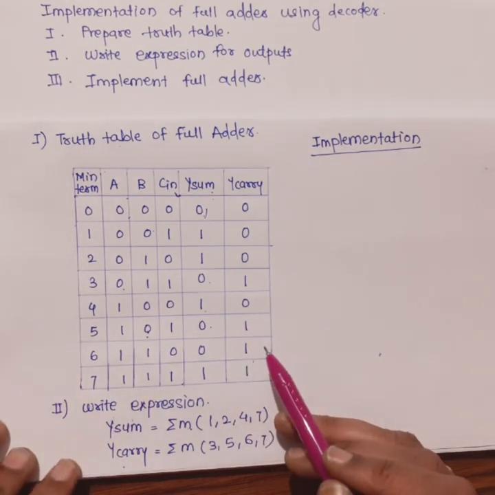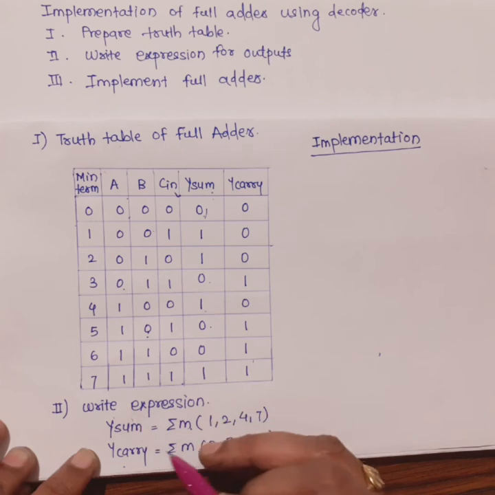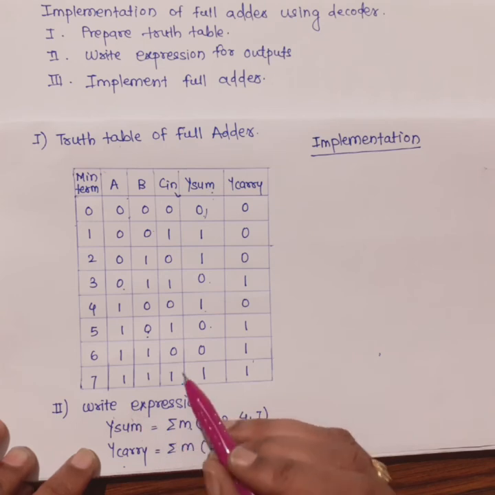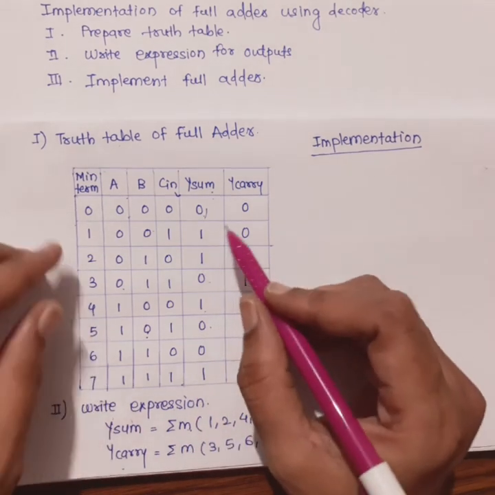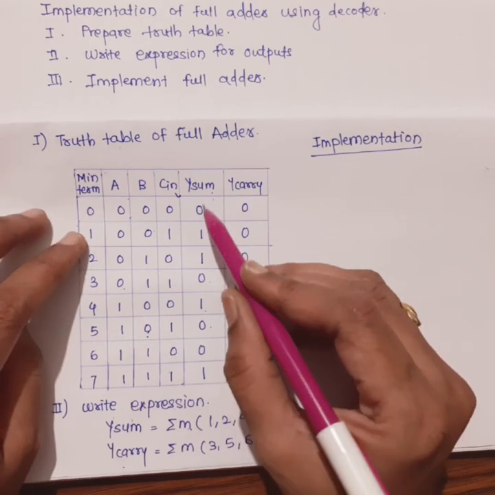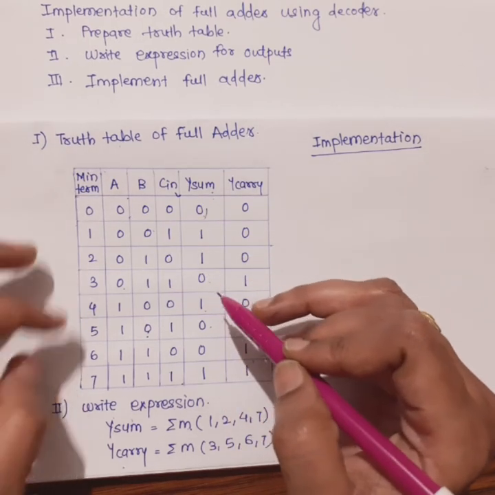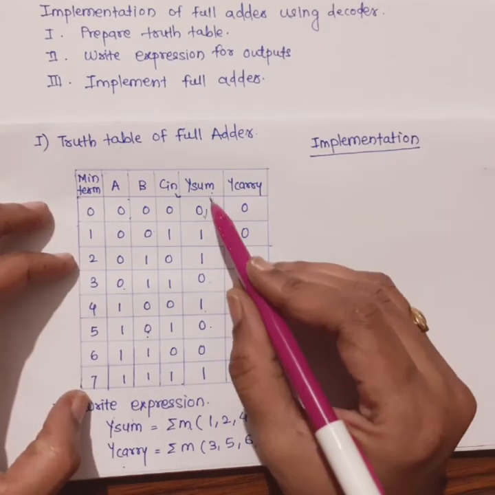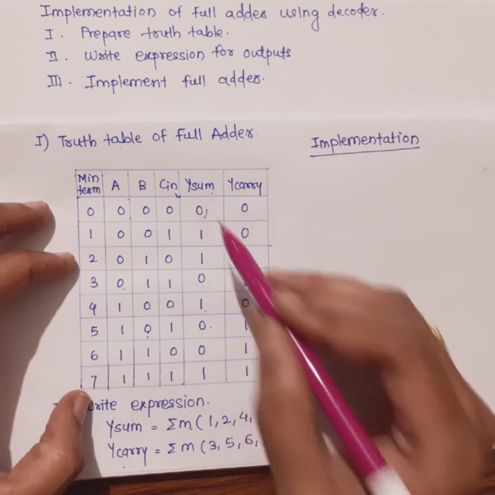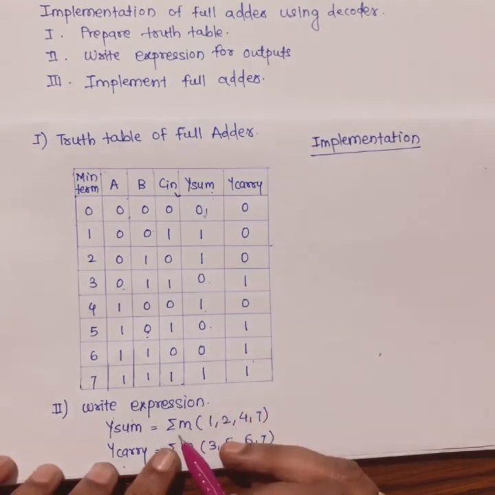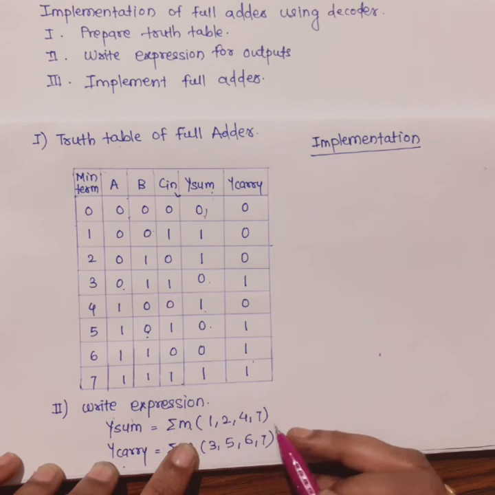Okay. Then this could be expressed in SOP form as 1, 2, 4 and 7. These 4 minterms resulted in sum 1. We can write this expression in SOP form as summation of minterms 1, 2, 4, 7.